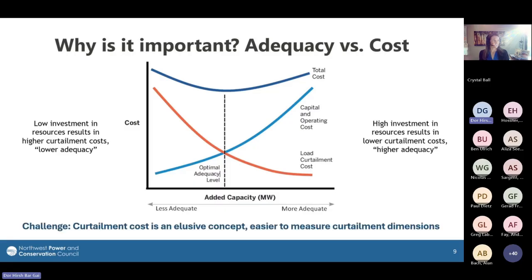The challenge really is that curtailment cost is a really elusive concept. We'll talk about it in some of the economic considerations for adequacy metrics, but it is substantially easier to measure curtailment dimensions. And so this is why, even though making sure we have an adequate portfolio is directly related to overall costs at the end, adequacy metrics tend to not focus on costs. I do see a question over in the chat. One second.